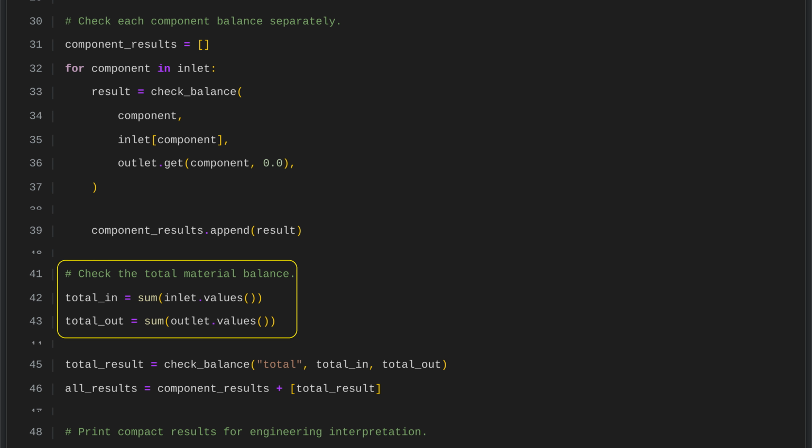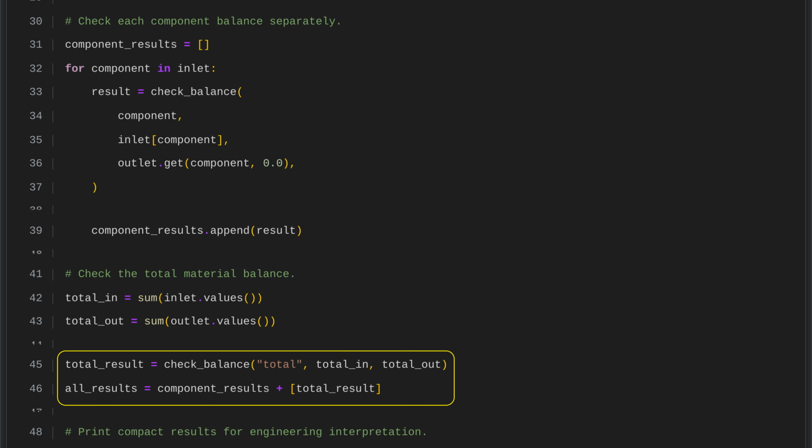The code sums the inlet flows to find the total material entering the system, then sums the outlet flows to find the total material leaving it. These two totals are compared to check whether the overall material balance stays within the allowed tolerance. The code checks the overall material balance by comparing total input and output flows against an acceptable discrepancy. It then combines this total check with the individual component checks into one result, making it easier to review all balance issues together.